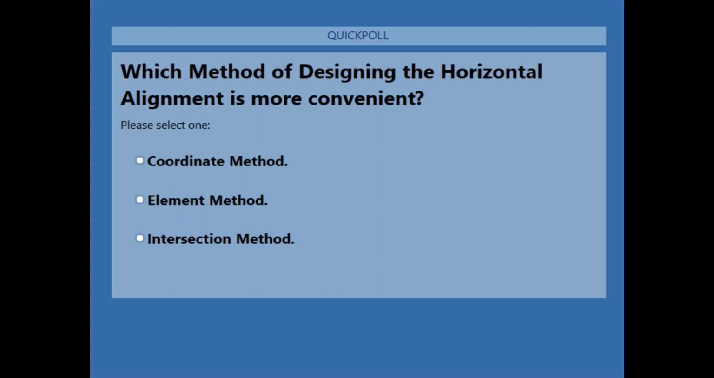I'll repeat again. So this poll is, which method of designing the horizontal alignment is more convenient, or you feel is more easy? Is it the coordinate method? Is it the element method? Or is it the intersection method? I mean, these polls are for internal purposes. Maybe they can help to improve our design or software.